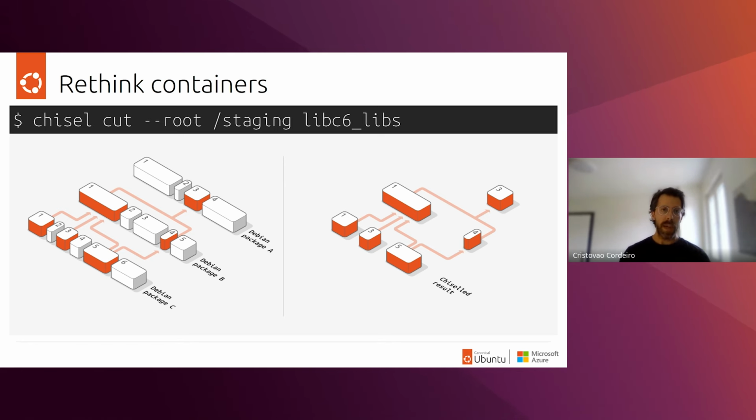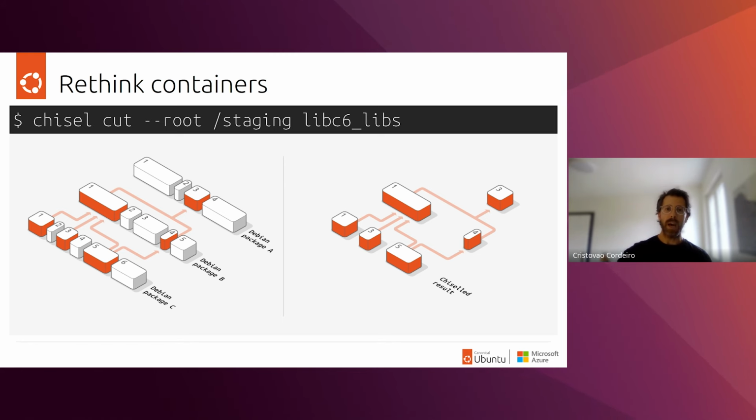So when you do something like chisel cut, and then you say --root, the staging folder is actually empty, and you are telling Chisel that you only need the libs slice of the libc6 package, right? You don't need anything else. Slices can also have dependencies amongst them, so you can define all of that in advance, such that you don't need to cherry pick your final image during build time and after you have inflated your base image.